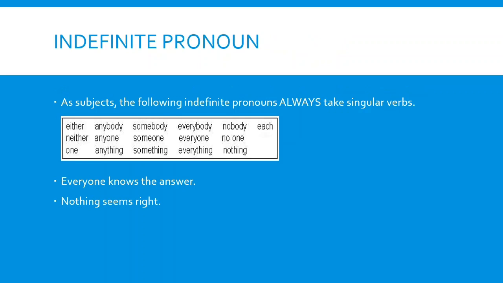Indefinite pronouns, for example, dear students, always take singular verbs. This is quite tricky. Many students find it confusing. Like how everyone, everybody, which sounds plural, but take singular verbs. There's a rule involved in it. Everyone knows the answer, not everyone know the answer. Nothing seems right, not nothing seem right.